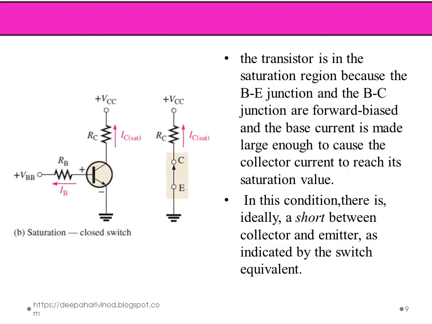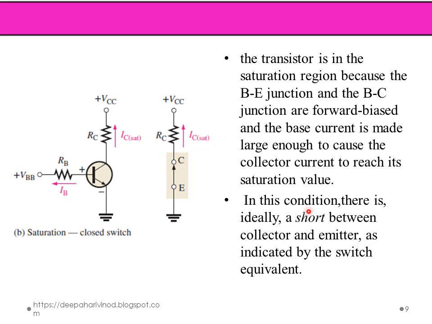Now the saturation. To act as a switch, this transistor should operate in two regions. One is the cutoff and the other is the saturation. So already we have seen how to make this transistor work in the cutoff region. In the same way, to operate the transistor in the saturation region, both the junctions should be forward biased. When both the junctions are forward biased, we can see the equivalent circuit of the transistor here.